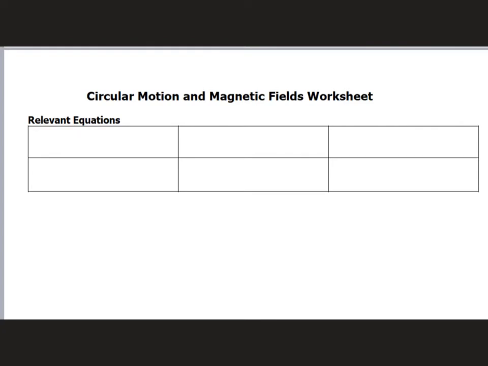Now turn your page over to the circular motion and magnetic fields worksheet. Pause this video if you need time to get to that page. First, let's review the relevant equations. The magnetic force is equal to QVB sine theta. The acceleration moving in a circle is equal to v squared over r. And the acceleration of an object is equal to the net force divided by the mass.